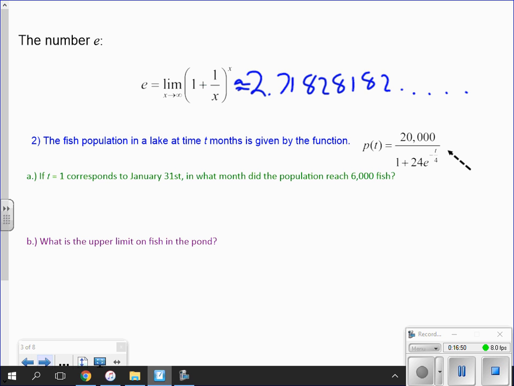Okay, so let's take a look at the question. This is an application to go with it.